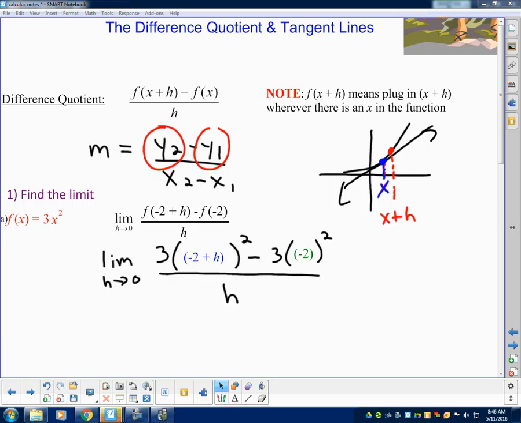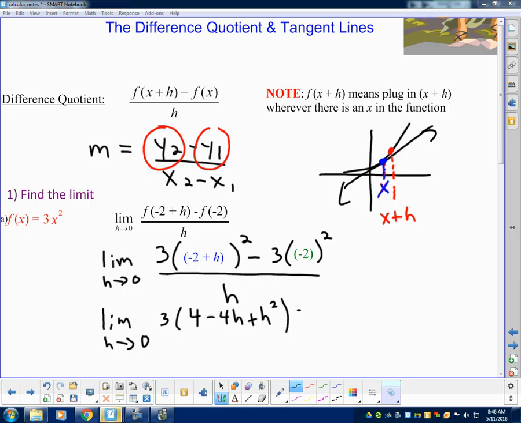All right, then a bunch of algebra takes place here. So you ready? Hopefully I gave you enough room on there. Limit as h approaches 0. What's -2 plus h squared? Can you expand that out? What's the first term going to be? Middle term, last term? 3 times, first term will be 4. And then the next term, so 4, and then -2 times h is -2h. Double that, we have -4h. And then plus h squared.